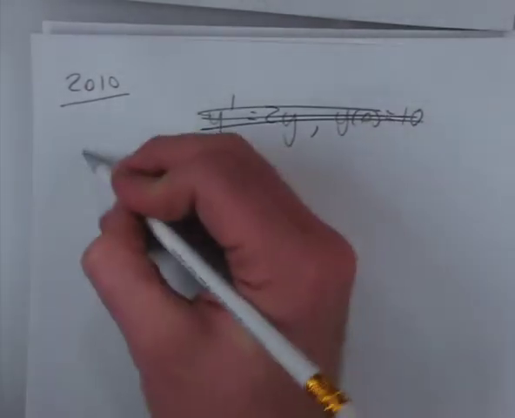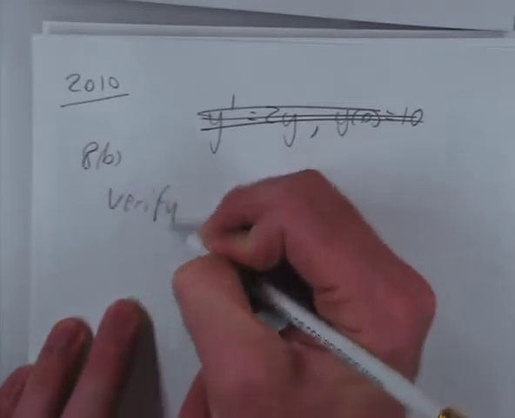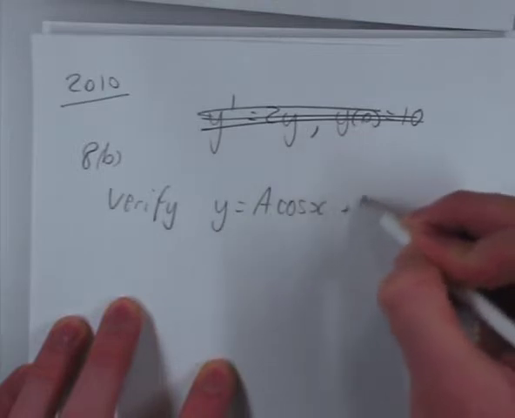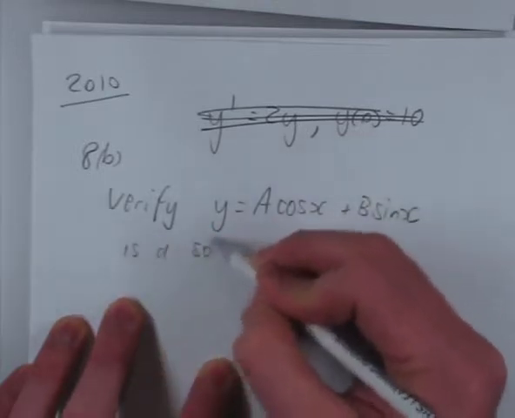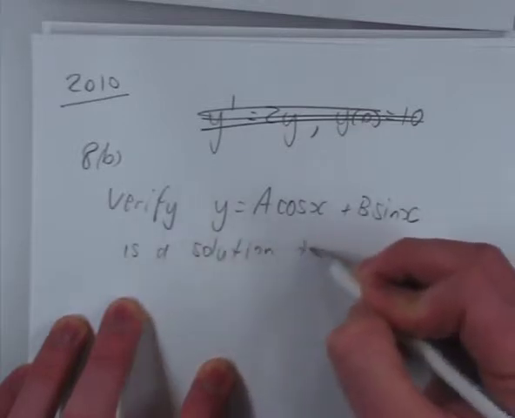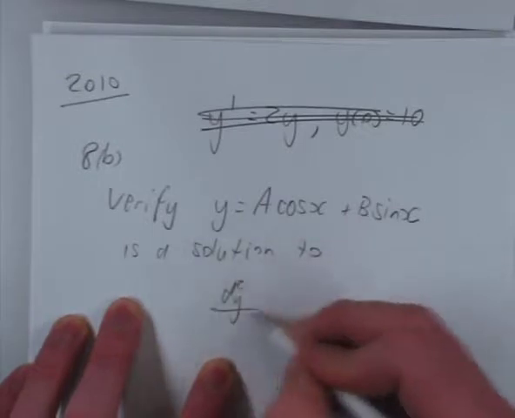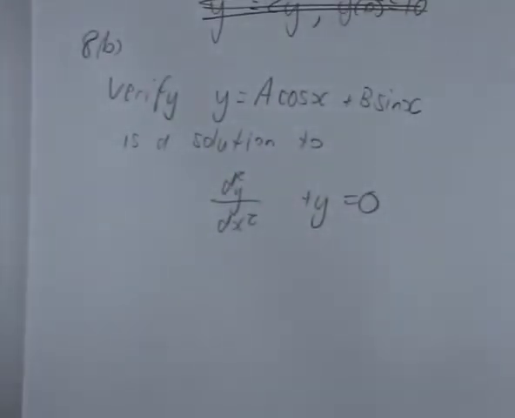So this is question 8b. Verify that y equals a cos x plus b sin x is a solution to d squared y over dx squared plus y equals 0. Okay.